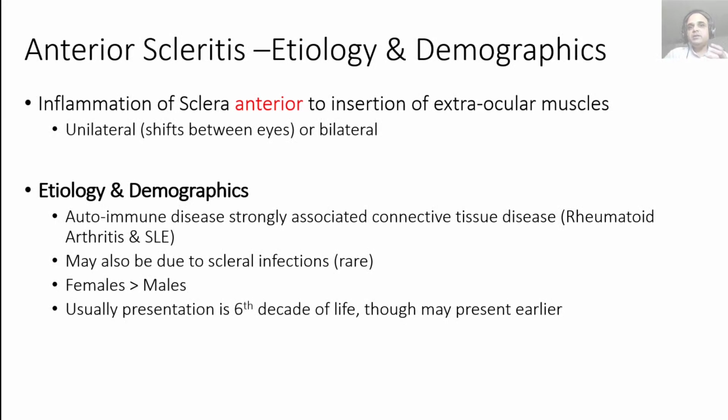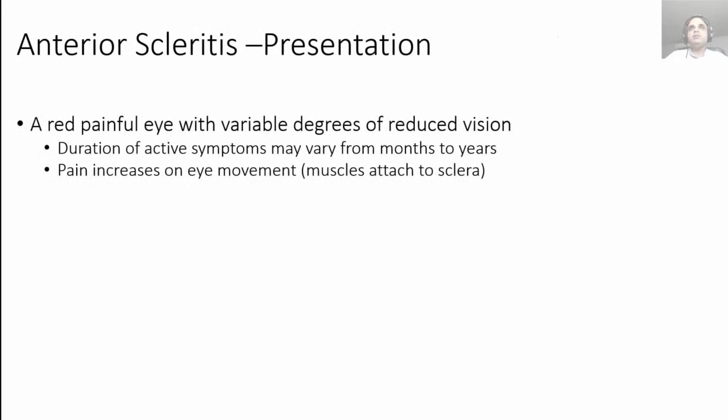It can also be because of infections, but it is rare, so it's mostly an autoimmune process. You usually see it more in females than males, usually 6th decade or later, but it can be present earlier. So how do the patients present? It's with a red and a painful eye with variable degrees of reduced vision. Reduction of vision would depend upon how severe the disease is.